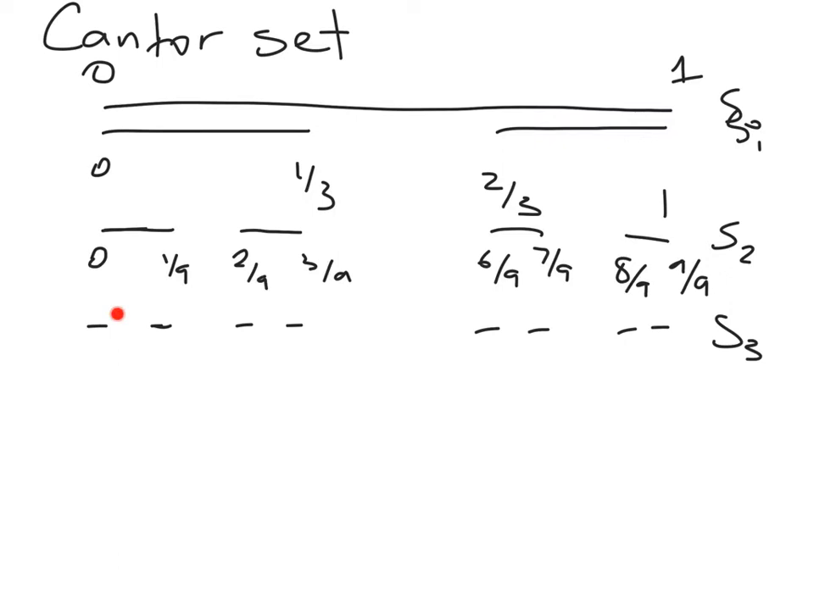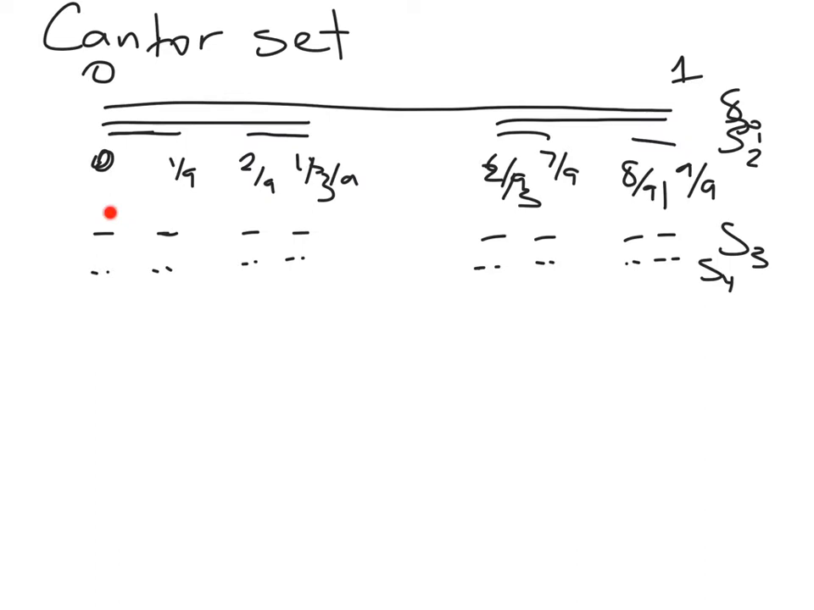To create S4, I zoom in on this line, I cut it in three and I erase the middle third. Zoom in on this one, cut it in three and erase the middle third. Zoom in on this one, cut it in three, erase the middle third, etc. I had eight lines and now I have 16 lines for S4. The Cantor set is a subset of S4. In fact, to get to the Cantor set, we need to continue this process indefinitely. And the limiting set of this process is the Cantor set, the set that we're interested in.